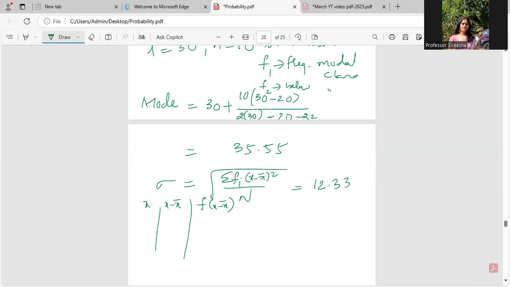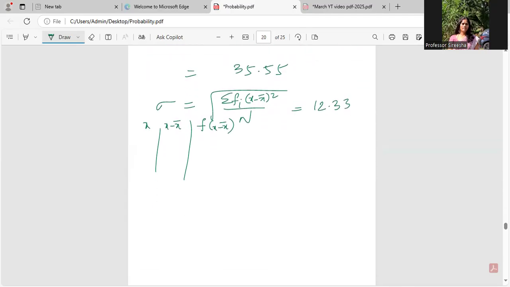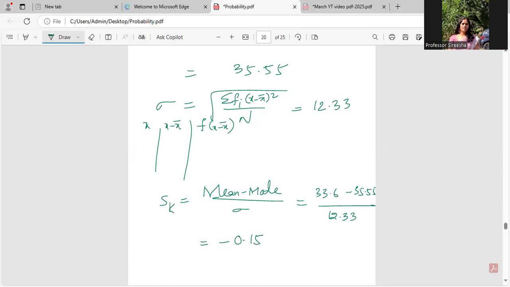Now, all this I'll put in the Karl Pearson coefficient of skewness. The formula is very simple. If you know the values, then it would be even more simple. That is mean minus mode by sigma. Mean has turned out to be 33.6. Mode has turned out to be 35.55. And then the standard deviation is 12.33. So SK value is minus 0.58.